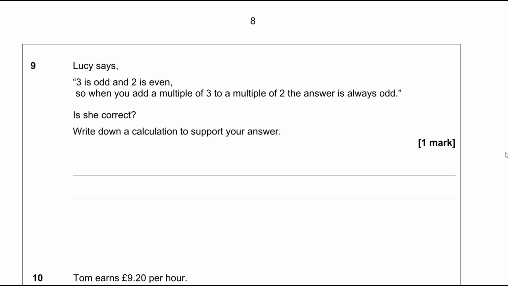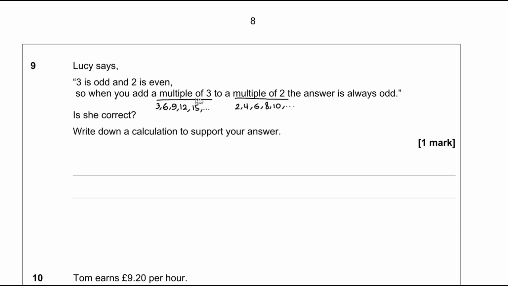Question 9. Lucy says 3 is odd and 2 is even. So when you add a multiple of 3 to a multiple of 2, the answer is always odd. Is she correct? Let's see, what is multiple of 3 and what is multiple of 2? Multiple of 3, you can start from 3, and then 6, and then 9, and then 12, and then 15, and so on. Multiple of 2, if you start from 2, you have 4, and then 6, add 2 more, and add 2 more, you get 10, and so on and so forth.